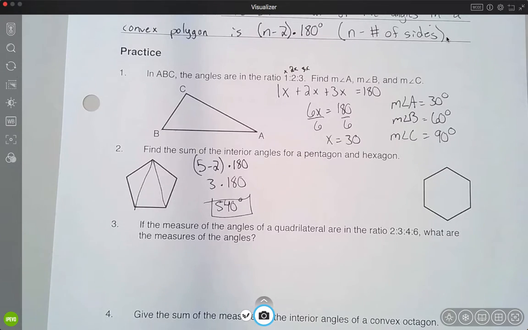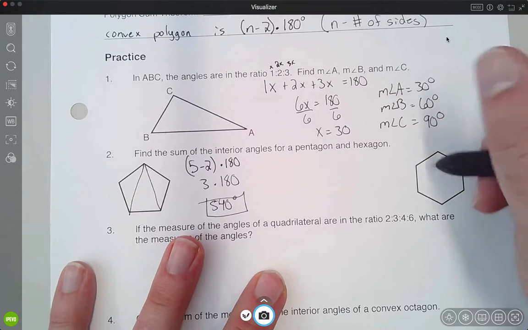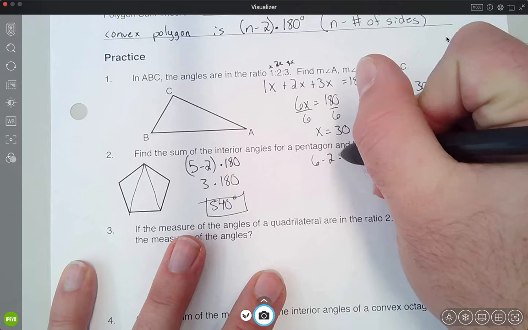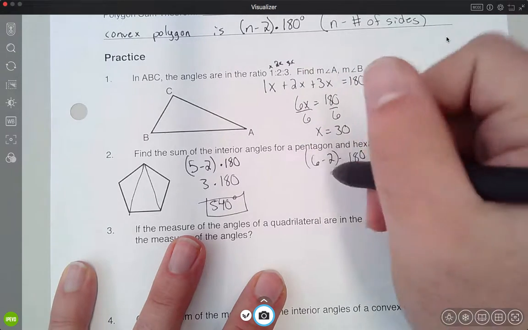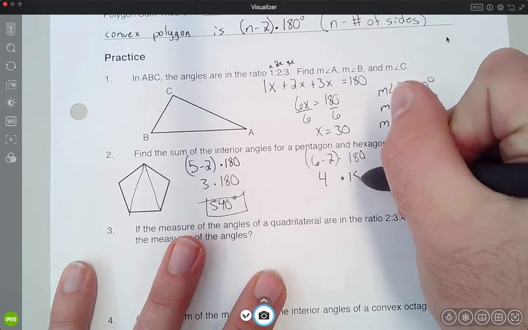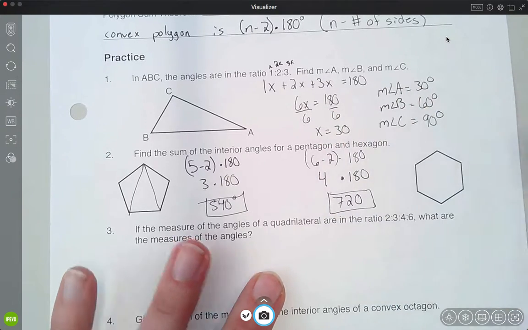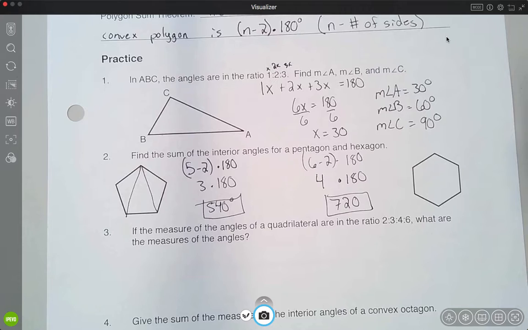Then we'll do a hexagon. Well, a hexagon has 6 sides, so this is going to be 6 minus 2 times 180. Put that 6 minus 2 in parentheses. 6 minus 2 gives me 4. 4 times 180 gives me 720. And there's my next answer. So really just using that equation that we have to work through each one of these.